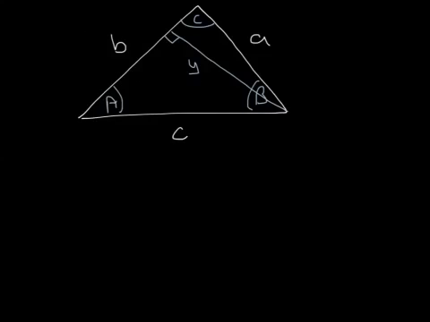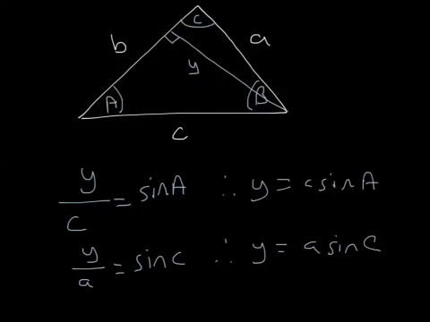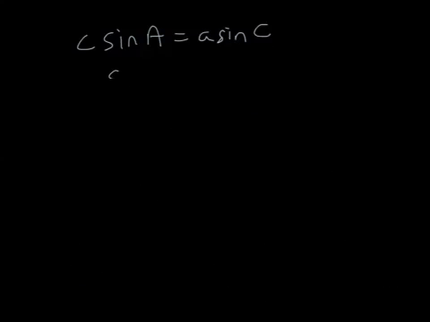Now we can do a similar thing with the same triangle, but draw the perpendicular line here, and then by looking at this triangle and by looking at this triangle we get the same sort of result. So we get y over c is sine A, so y equals c sine A, and also y equals a sine C. Therefore c sine A must equal a sine C. Again, let's rearrange. c over sine C equals a over sine A.